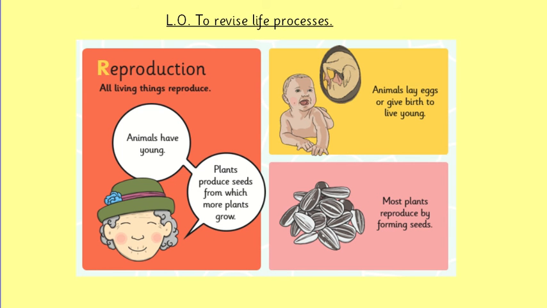Reproduction. All living things reproduce, so they make more of themselves. Animals have young children or young babies, and plants produce seeds from which more plants will grow. It says here, animals lay eggs or give birth to live young. And we know that birds lay eggs and mammals give birth to live young. Most plants reproduce by forming seeds.